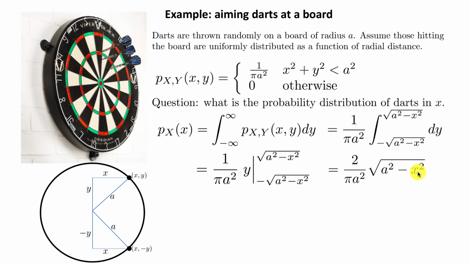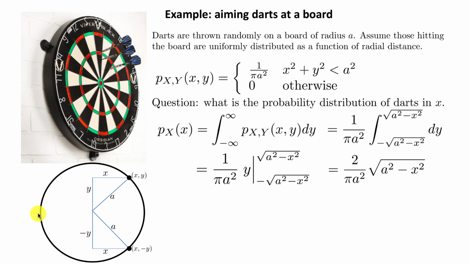Now notice that if x is equal to plus a or minus a, then p is equal to 0. And of course, if x exceeds a, then also this is 0 because p of xy is 0 unless we are within that dartboard's range, within its radius. So this p is a function which takes its maximum at x equal to 0 and takes its minimum, that is to say 0, when x is equal to plus or minus a. That is to say, when x takes this value over here or takes this value over here.